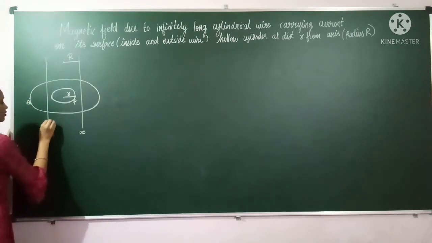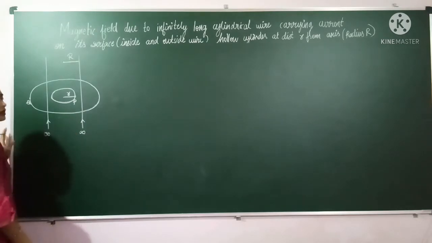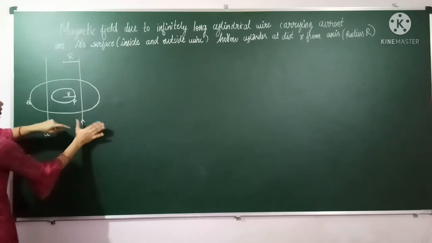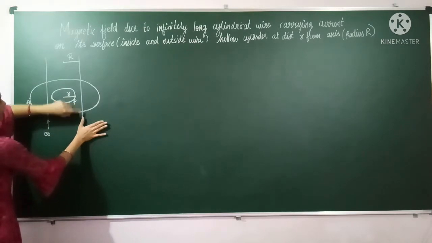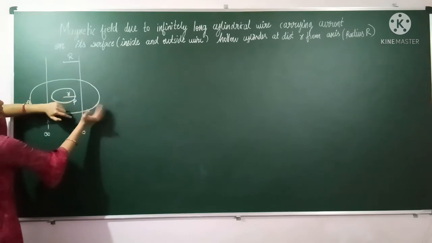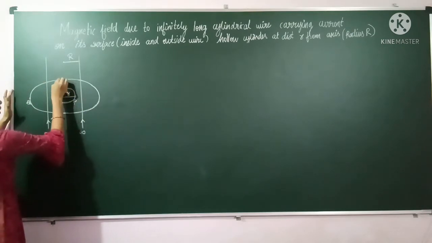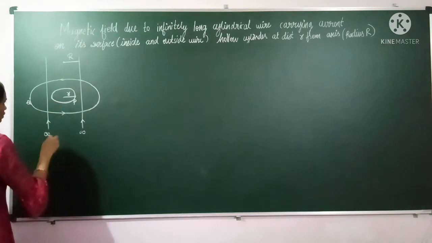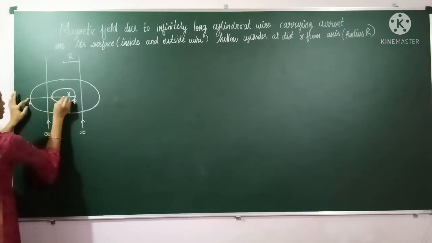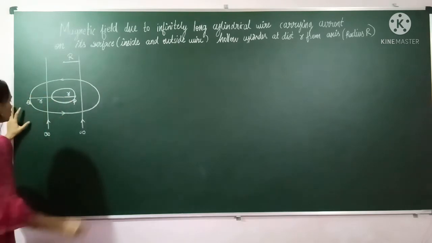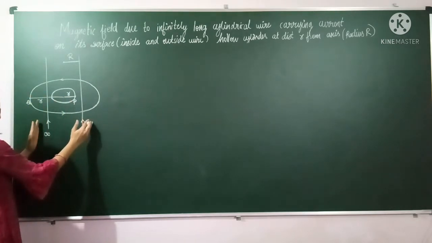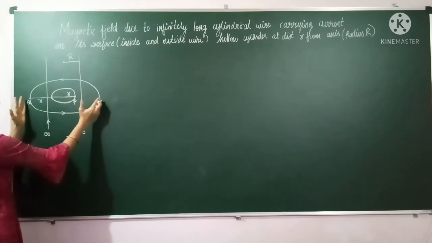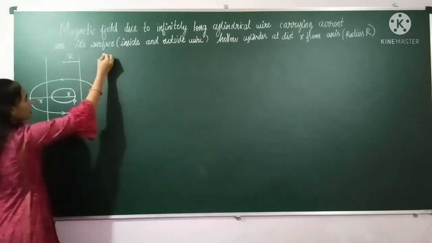Next, if the current is flowing like this, what will be the direction of the magnetic field? We take the right hand with the thumb pointing in the direction of the current, and where the fingers curl shows the direction of the magnetic field. We have already studied this in our previous video. This distance you also have to take as r. To solve this we will study two cases. In the first case we will take inside, and in the second case we will study the outside. So here we will take case 1.